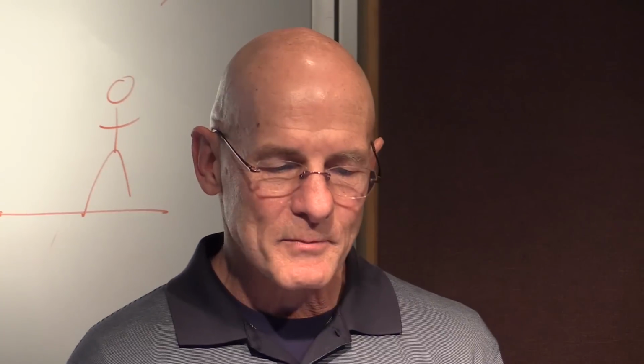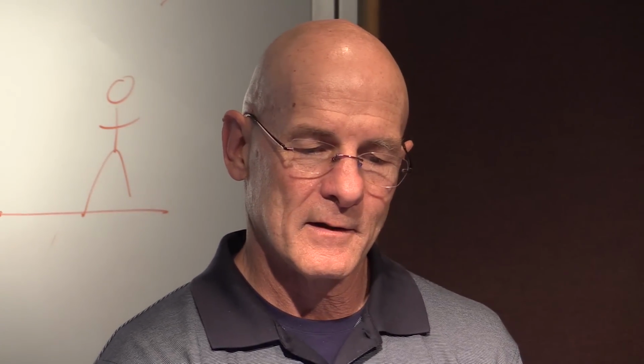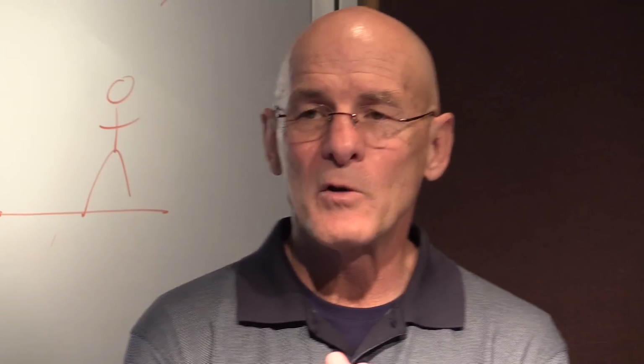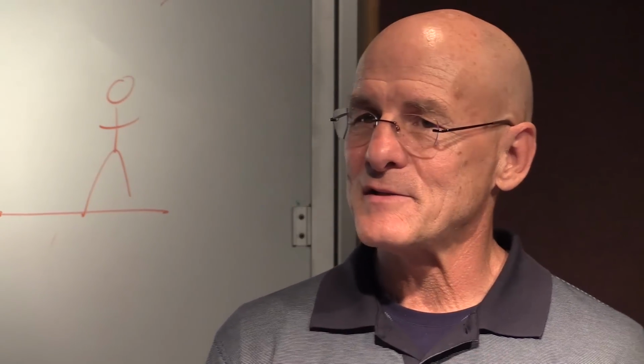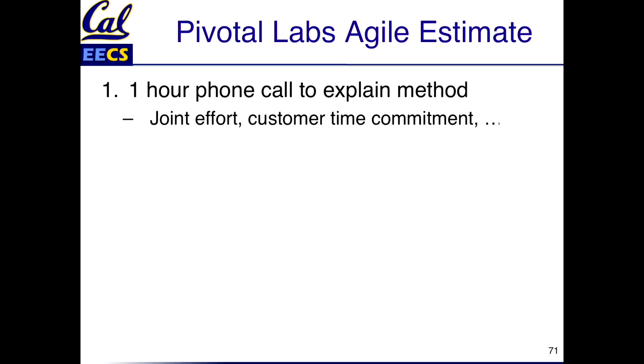So where are they going to get the estimate from? What are the steps they go through? First, it starts off with a 1-hour phone call. A company's interested in working with Pivotal Labs. They call on the phone. Part of what they do over the phone is explain how things are done. This is not a contract. This is not outsourcing a contract of work to do. This is a joint effort with you and us. You need to make a time commitment for the work. And if after the phone call that goes okay, they say, okay, why don't you come visit?